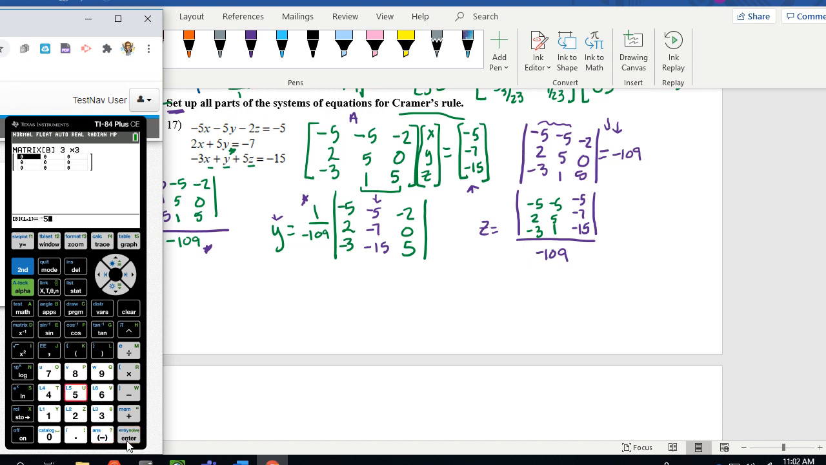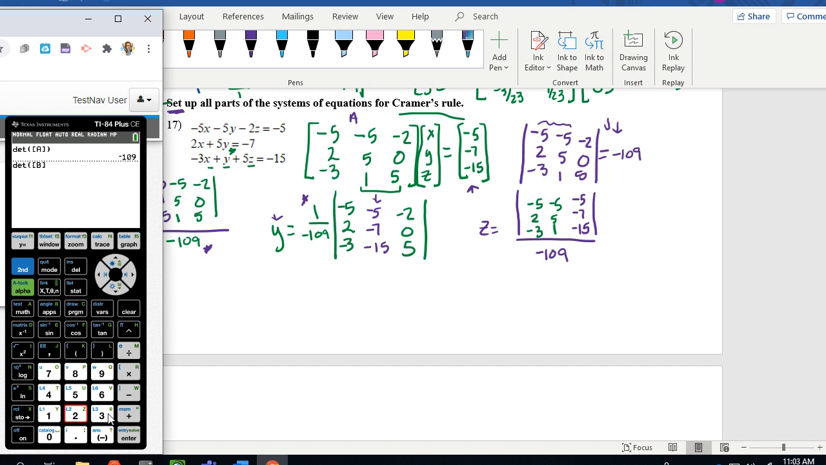So I have -5, -5, -2, 2, -7, 0, -3, -15, and 5. Okay, so I've got the whole matrix entered. So second quit, second matrix determinant. Okay, so I'm going to tell it to find the determinant of this matrix B. So second matrix, number 2.